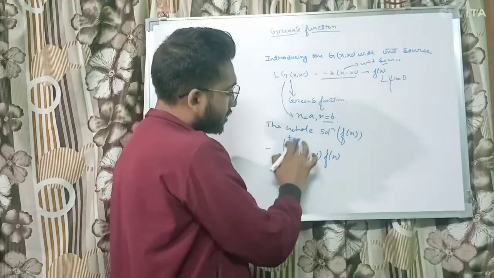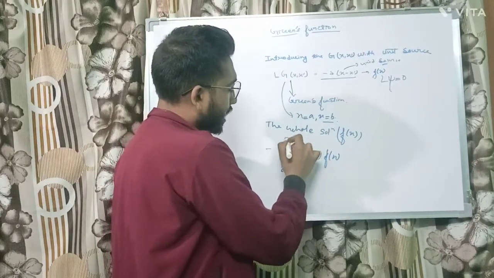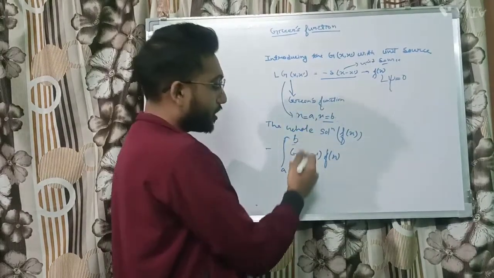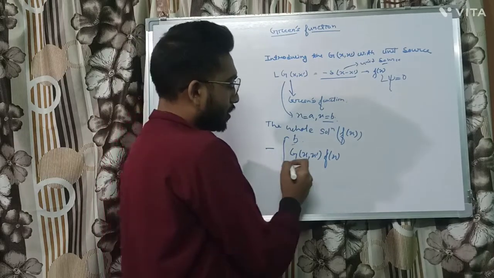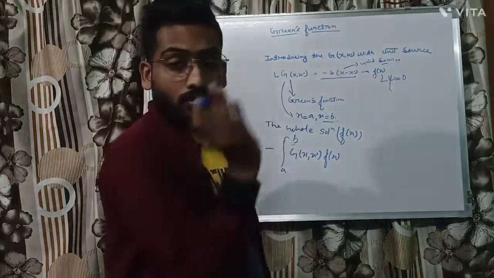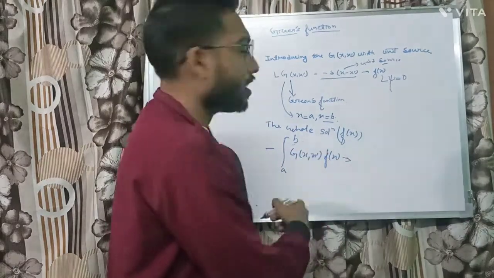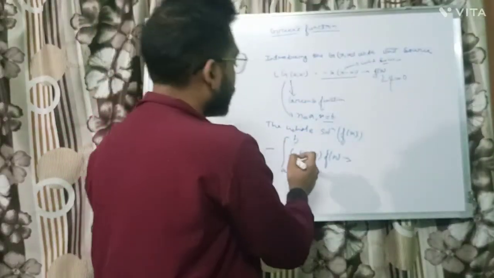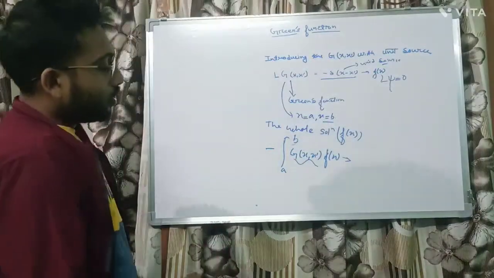Let us consider this interval as some a and b, because I have some boundary condition imposed on the Green's function also. So I am going to integrate it from a to b, because I have the solution for f(x) at only these points. At other points the value of G will vanish. So this will be the solution.